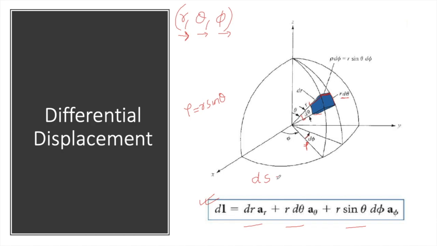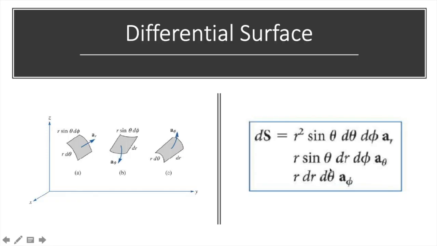What will be ds in this case? If we are talking of a surface which has a normal vector ar, then what will be the magnitude of that surface? It will be r d theta times r sine theta. So that's what we can write, and this same thing has been written here in this case.